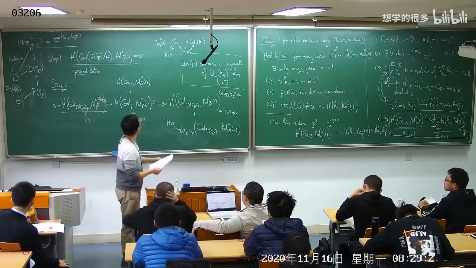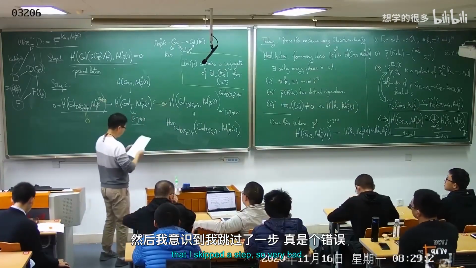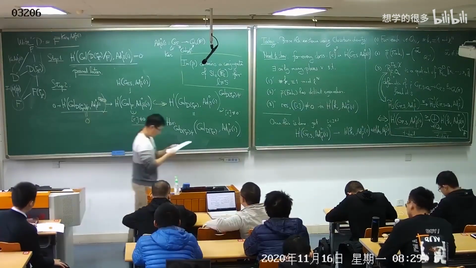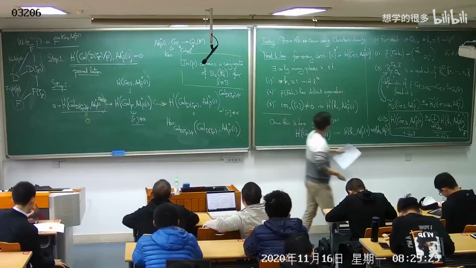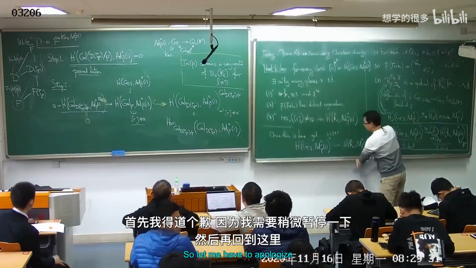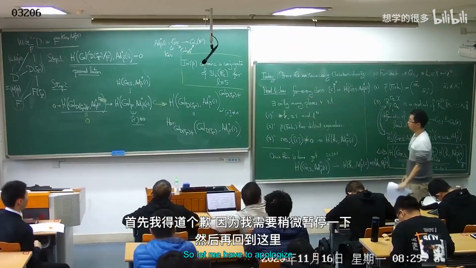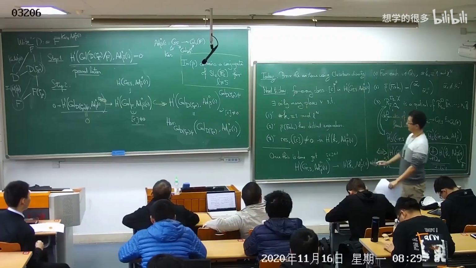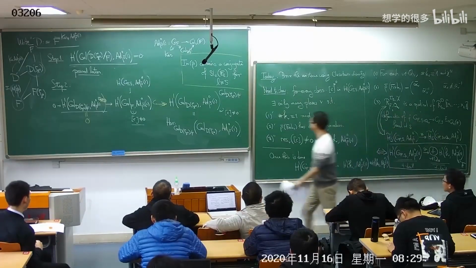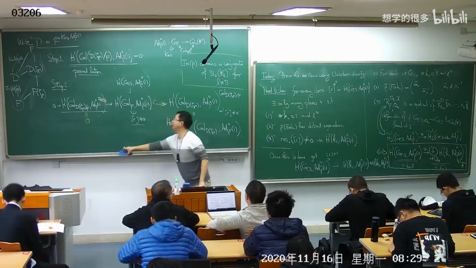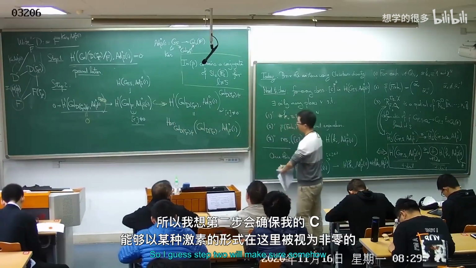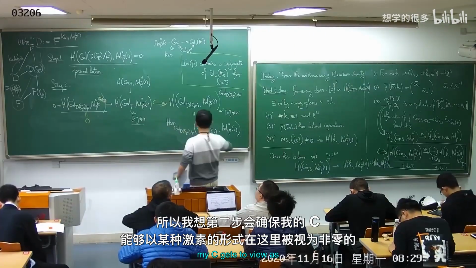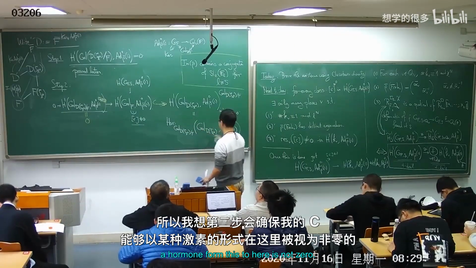Okay. And then I realized that I skipped a step, so very bad. I have to apologize; I have to pause that a little bit and then come back to here. Very sorry. Okay. So I guess step 2 will make sure that my C, viewed as a homomorphism from this to here, is not zero.